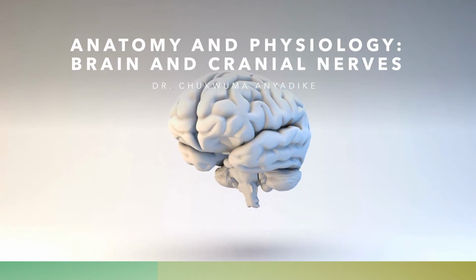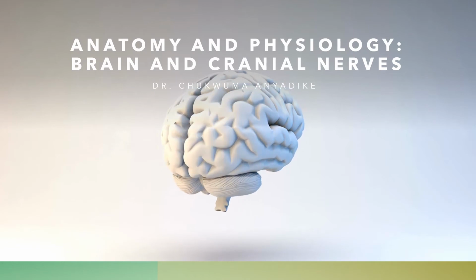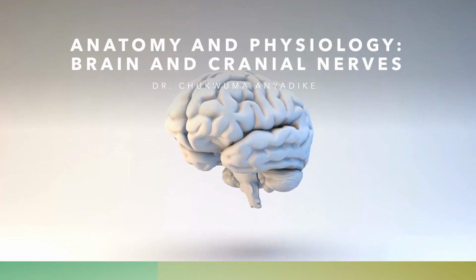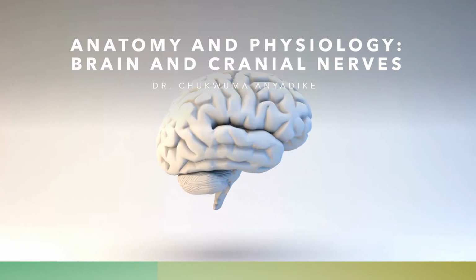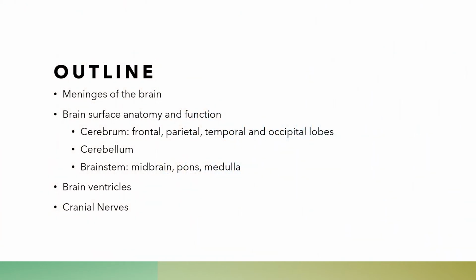Today's lecture in anatomy and physiology is brain and cranial nerves. The outline of this lecture consists of meninges of the brain, surface anatomy and function, including the cerebrum, which contains the frontal, parietal, temporal, and occipital lobes, the cerebellum, and the brainstem, which contains the midbrain, pons, and medulla. Brain ventricles and cranial nerves will also be discussed.